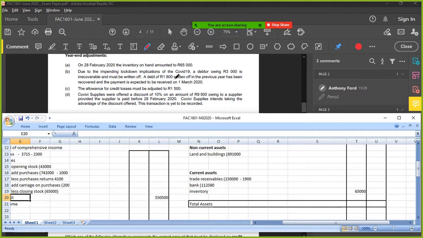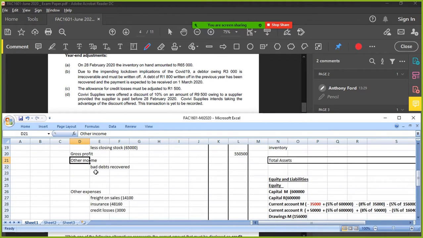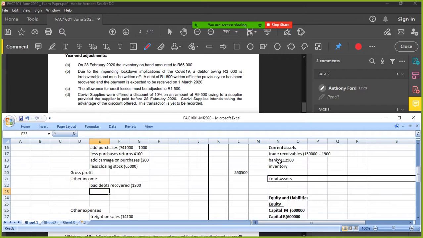Okay, a debt of 1.8 written off in the previous year had been recovered. So obviously bad debts recovered and bad debts or credit losses. The credit loss was for 3,000 and the bad debts recovered was for 1.8. All right. Obviously, they said this wasn't provided for, so it must be written off. Okay, so if it must be written off, your trade receivables will go down by 3.